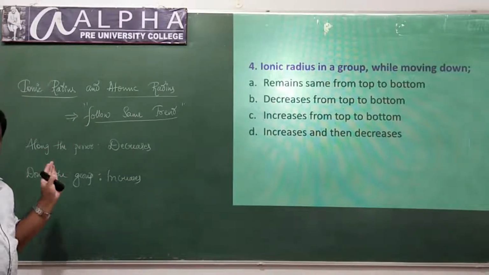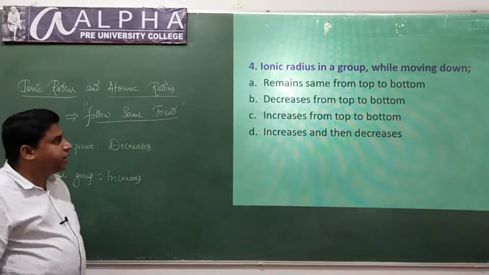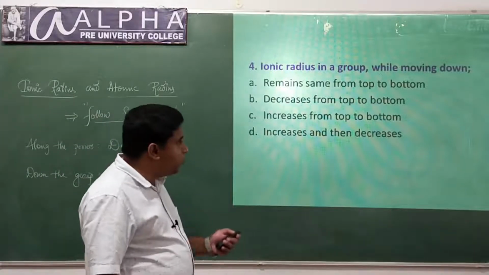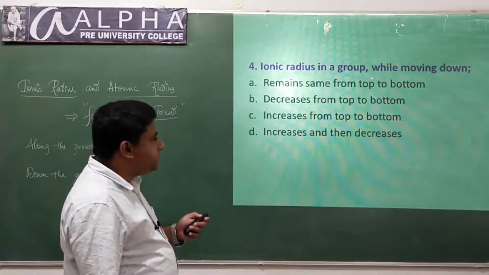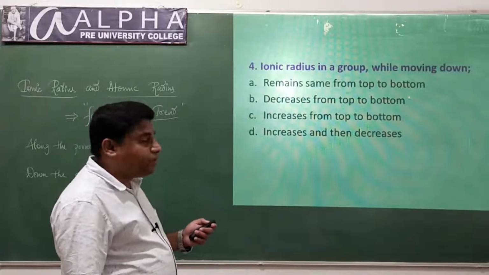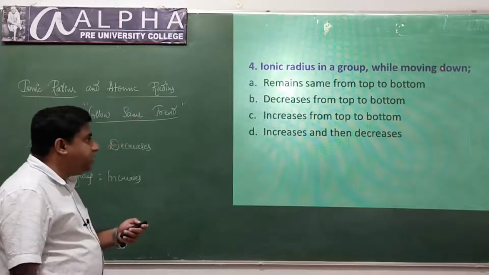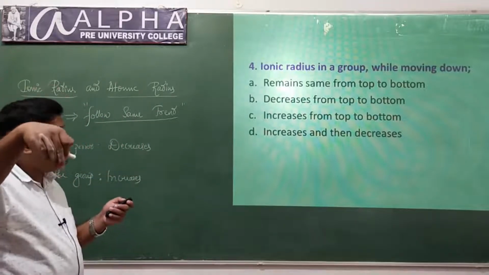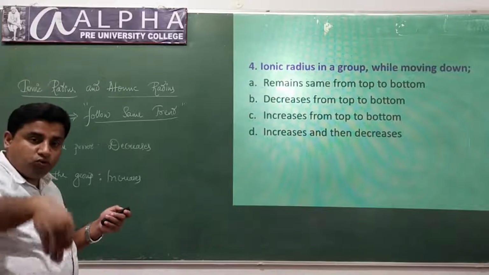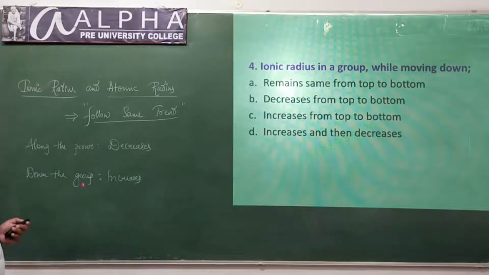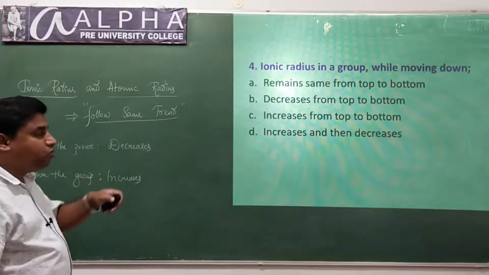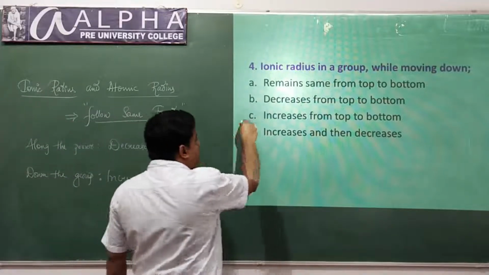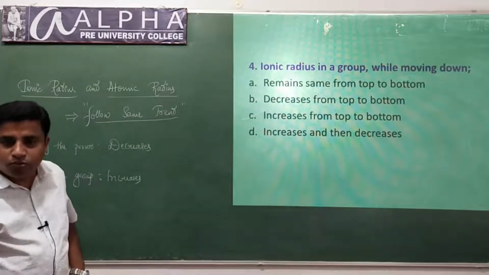Along the period means from left to right. So does ionic radius in a group while moving down remain the same from top to bottom? No. Decreases from top to bottom? No. Sorry, as we move down the group, what happens to atomic radius and ionic radius? It should increase. So what is the correct answer for this then? It is option C. Ionic radius in a group while moving down increases from top to bottom.